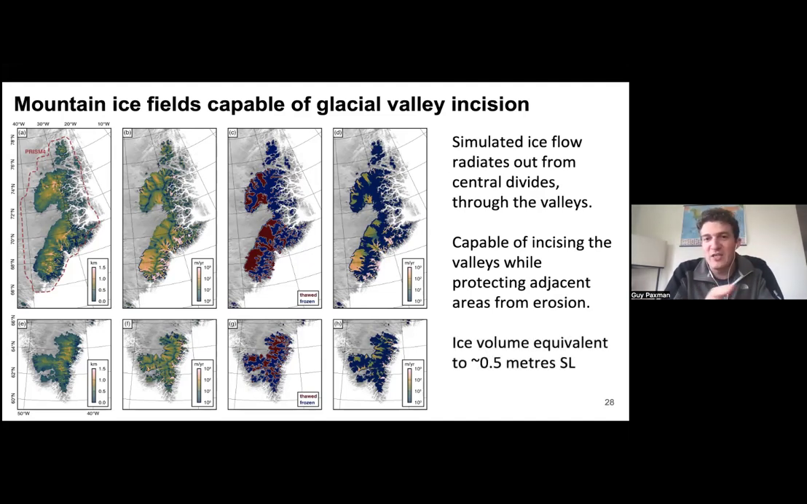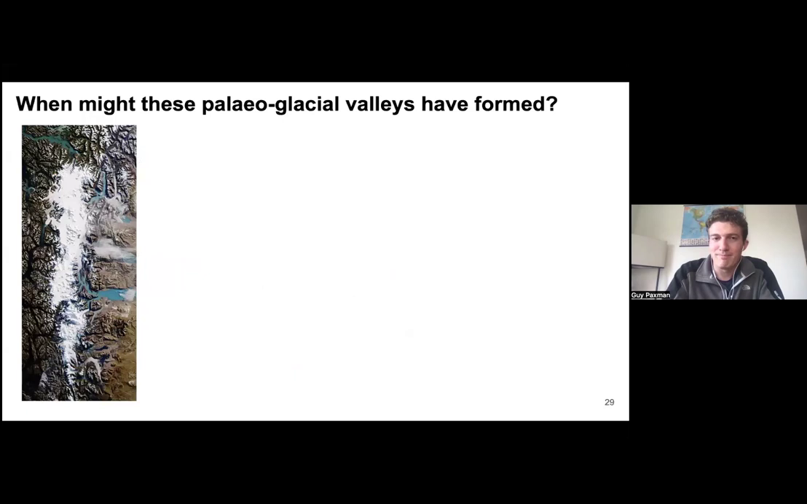Just for reference, the total ice volume containing these bodies is about half a meter of sea level. So it's only about maybe 10%, maybe a bit less, of the volume of the modern day Greenland ice sheet that we're seeing here. Yeah.